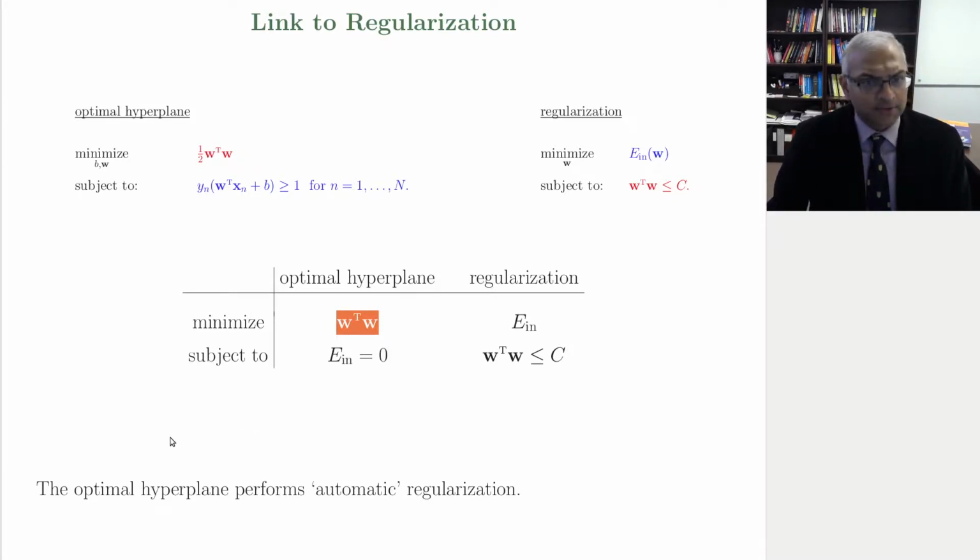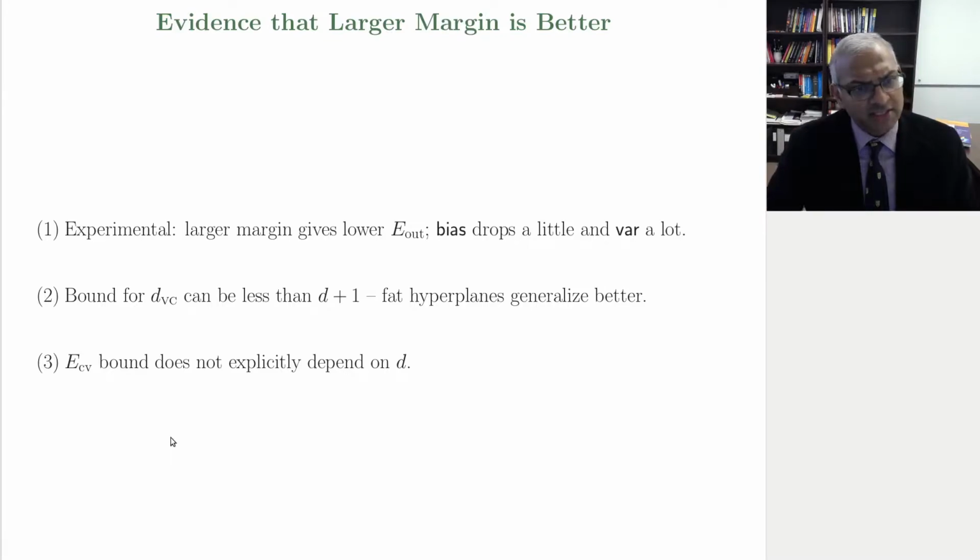So we're going to start by addressing the question: is the fattest hyperplane better? In other words, is it generally speaking better to separate the data with a large margin than with a small margin? We'll provide 3 justifications of this. The first is just experimental.